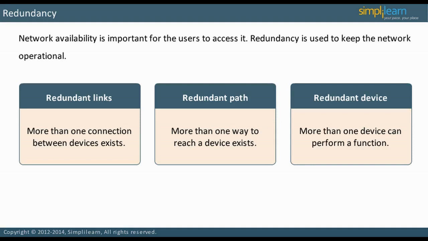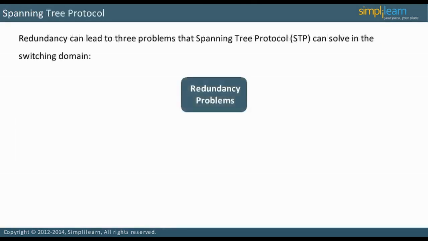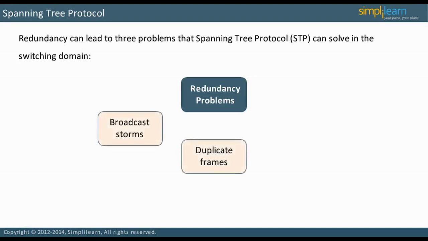Let us discuss spanning tree protocol in the following slide. Redundancy can lead to three problems that spanning tree protocol, STP, can solve in the switching domain, namely broadcast storms, duplicate frames, and MAC table instability. This is because loops form when there are redundant links and redundant paths.